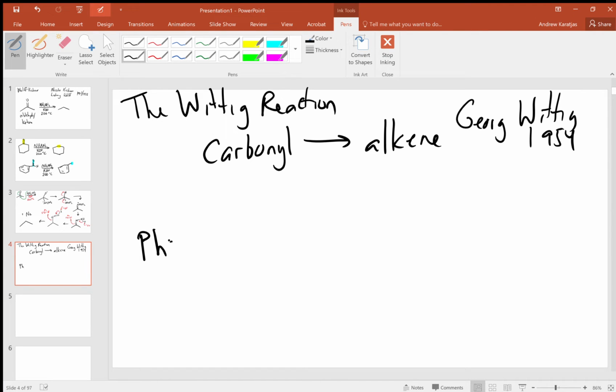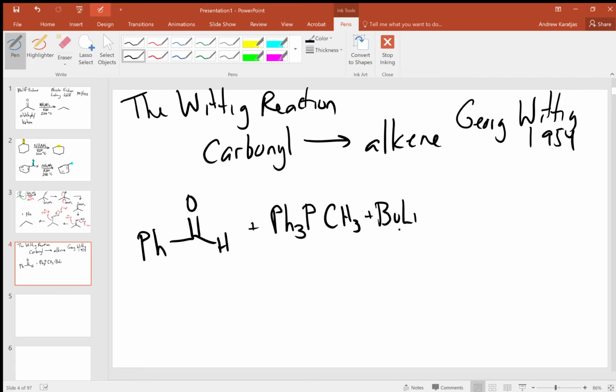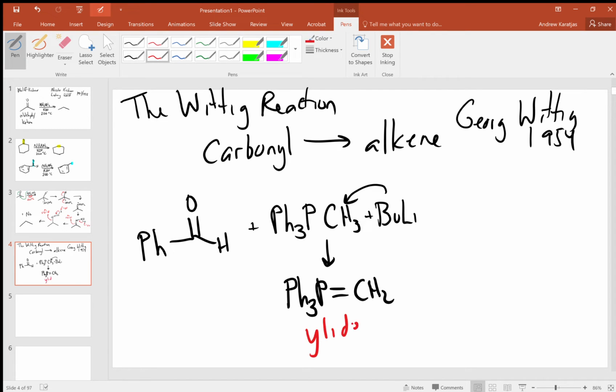So in this reaction, again, we're going to start with an aldehyde or ketone. And to that, we're going to need to add an ylide. An ylide can be made from this phosphorus compound plus a strong base like butyllithium that will remove this hydrogen, and give us what's known again as an ylide.